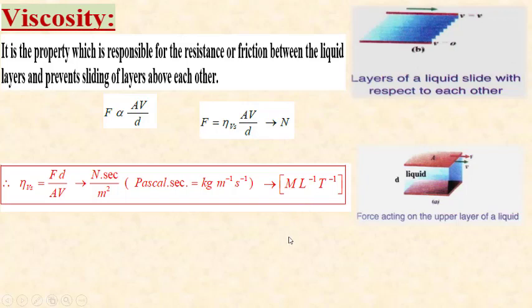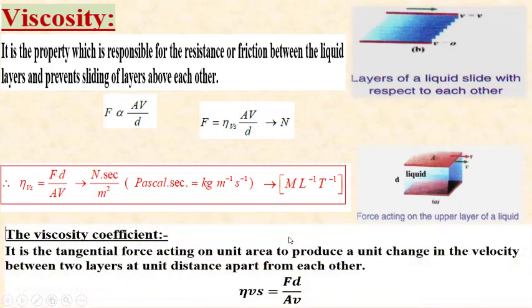What is meant by viscosity coefficient? It is the tangential force acting on a unit area to produce a unit change in velocity between two layers at a unit distance apart from each other. Viscosity coefficient.